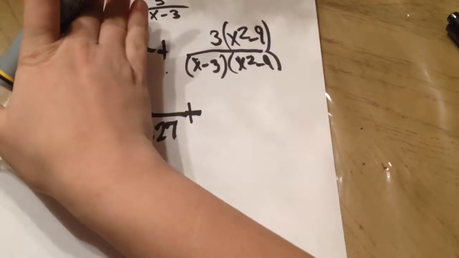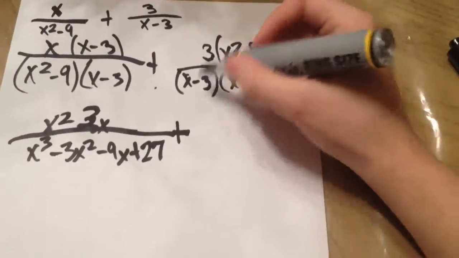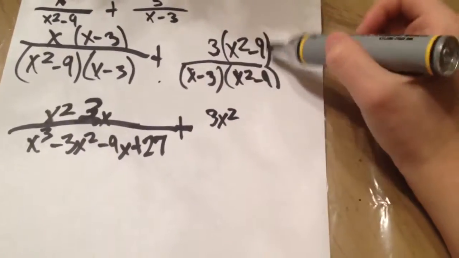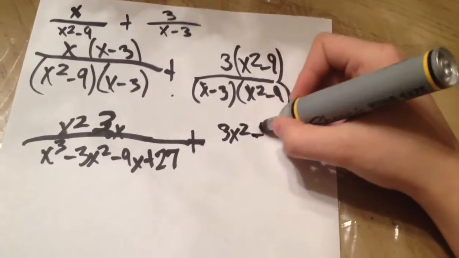Plus, now you just pay attention to this equation. Just bring it on down. So 3 times x squared is 3x squared. And 3 times negative 9 is negative 27.